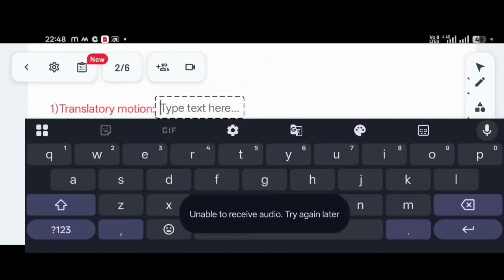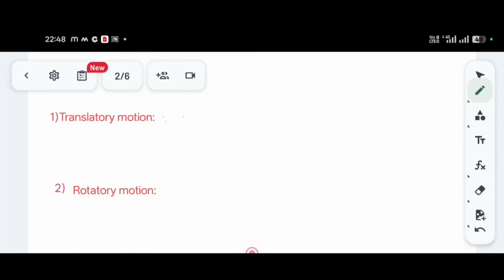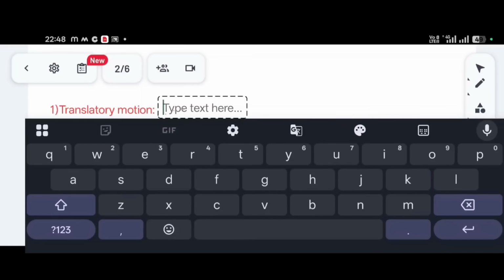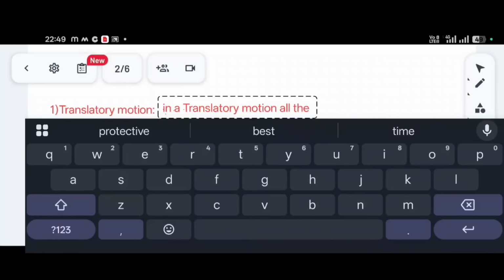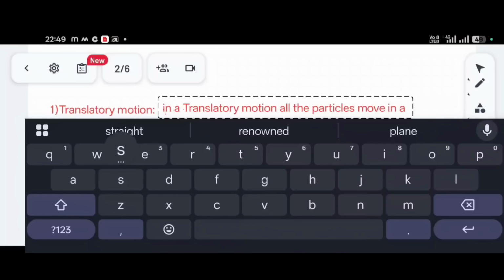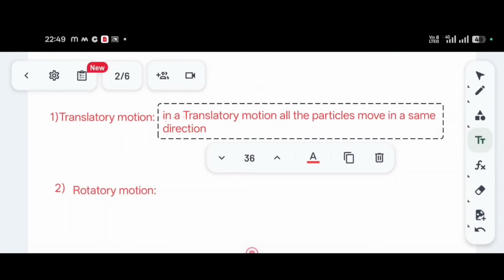In translatory motion, all the particles move in the same direction.